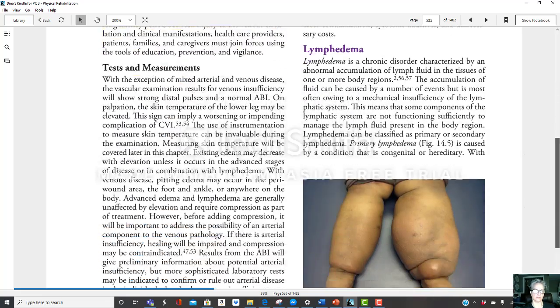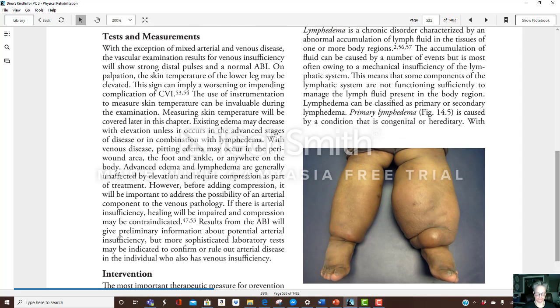Tests and measurements: with the exception of mixed arterial and venous disease, the vascular examination results for venous insufficiency will show strong distal pulses and a normal ABI. On palpation, the skin temperature of the lower leg may be elevated. This sign can imply a worsening or impending complication of CBI. The use of instrumentation to measure skin temperature can be invaluable during the examination. Measuring skin temperature will be covered later in this chapter.